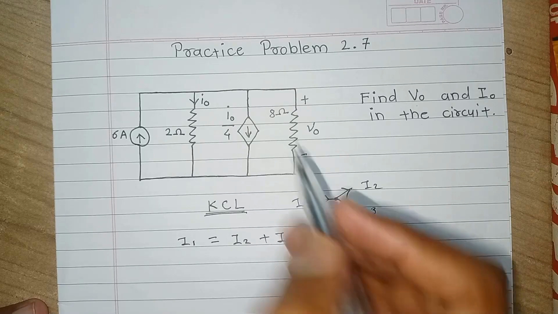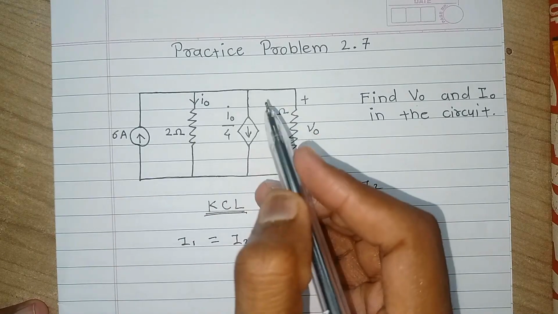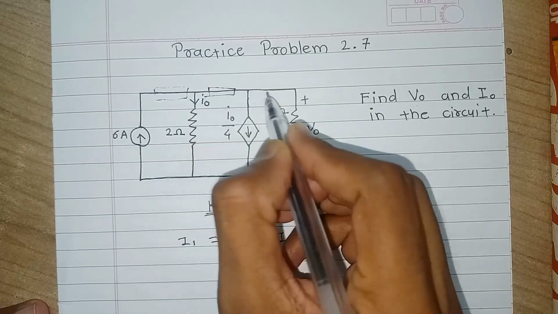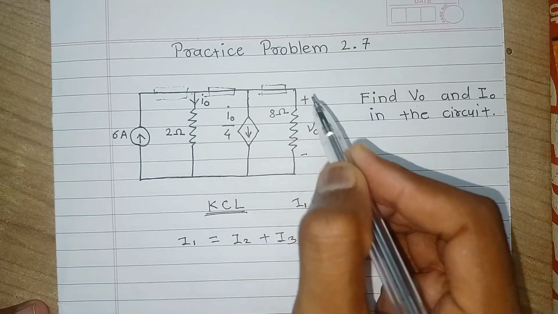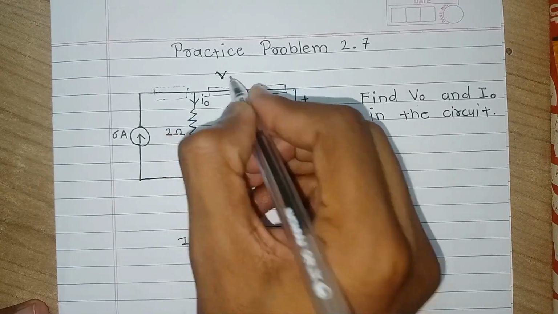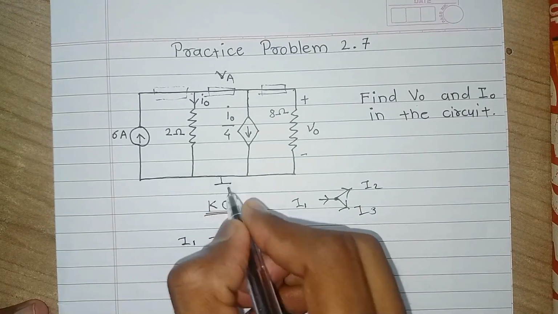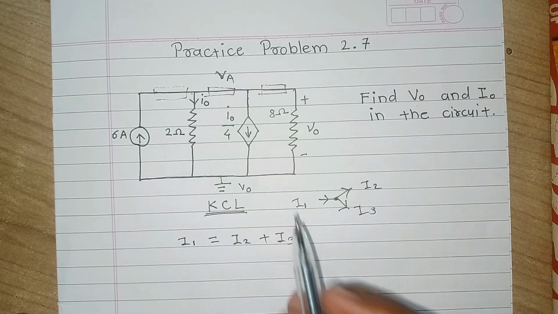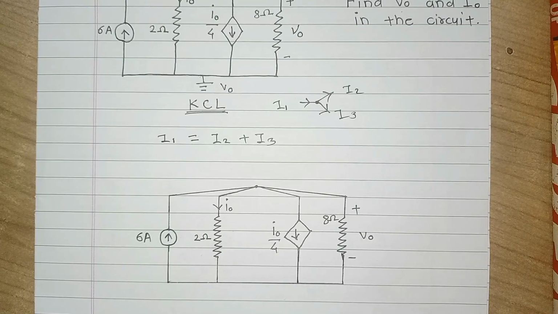In this diagram, you can see there is a single node here. There is no resistor connected at this part. Therefore, these all are at the same potential. So we can consider this as VA. It is a single node and another node is V0. So now the diagram can be reconstructed as follows. I have redrawn this diagram for the sake of simplicity.